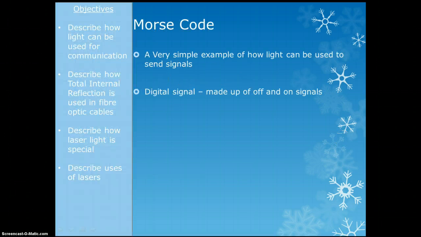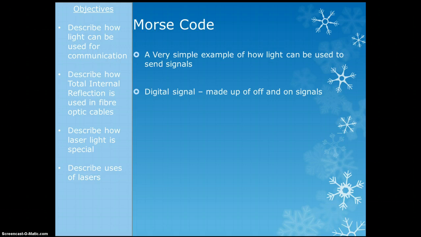This topic is mostly about how light is used for communication. And we start really basic, with Morse code. It's a really simple example of how light can be used to send signals, and to send complex signals over long distances. It's simply a case of using lights where you turn it on and off, and you either have a long on or a short on, so dots or dashes, and that is how you send your signal, and you can send complex coded information.